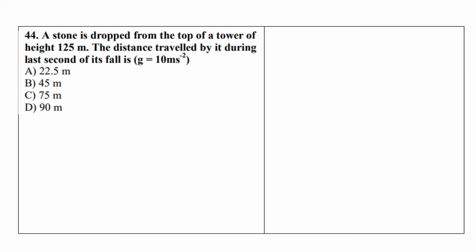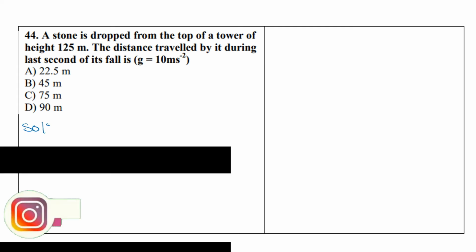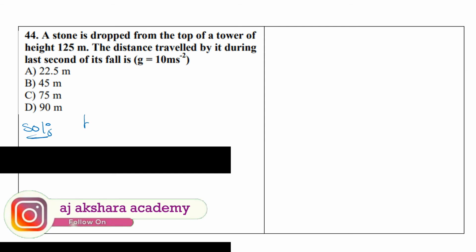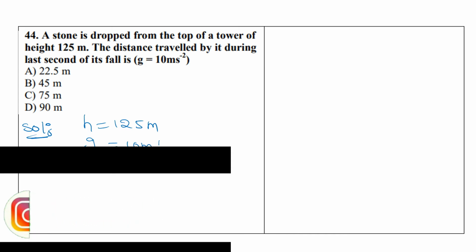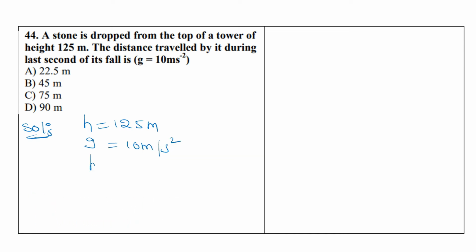A stone is dropped from the top of a tower of height 125 meters. The distance travelled by it during last second of its free fall. Here the given g is equals to 10 meter per second square. Let us go to the solution. Given h is equals to 125 meters and g is equals to 10 meters per second square. We have to calculate h n. So h is equals to half g n square.